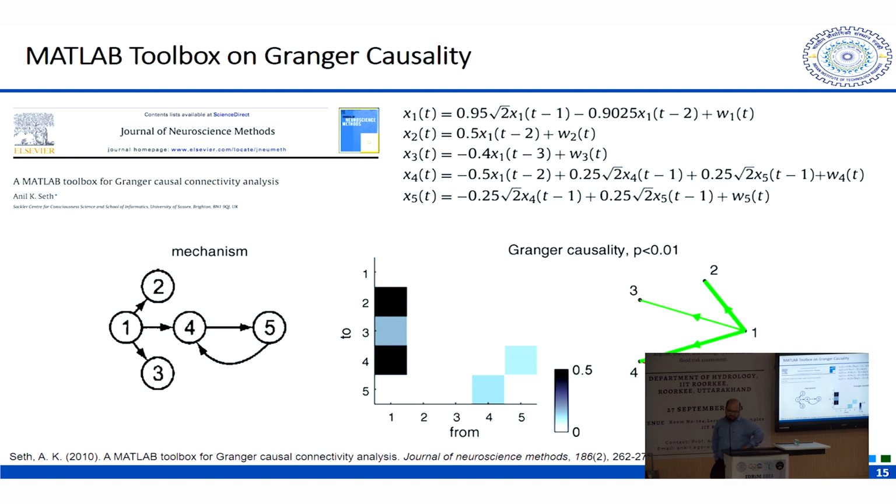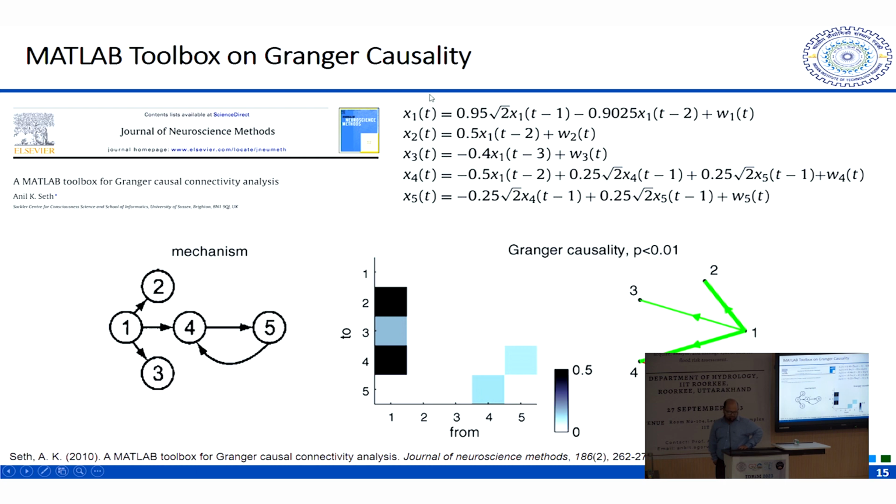So I will talk about a toolbox which can be beneficial for this. This is the Granger Causality toolbox, which takes care of multiple variables. Suppose you have these five time series, x1, x2 through x5, which have very complex interactions. You can see the mechanism. Here 1 is driving variables 2, 4 and 3, and 4 is driving 5, and 5 is also driving 4. If such a causal structure is there, how do you recover it when you do not know the structure?